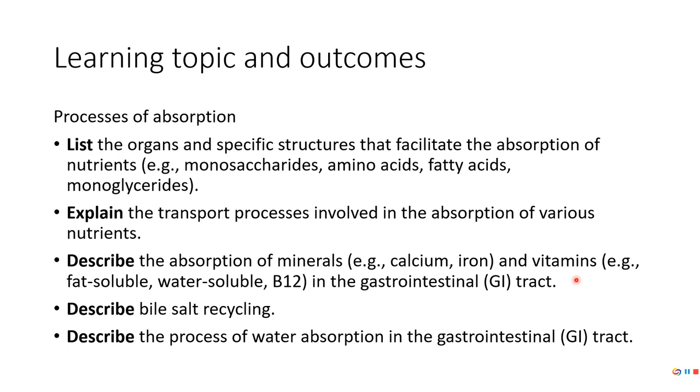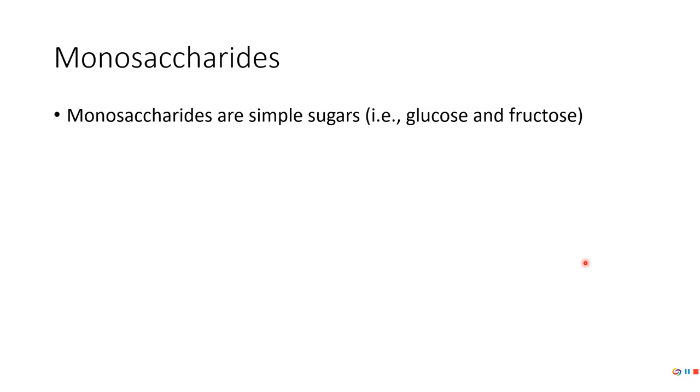So remember that we talked about how we break down carbs into sugars. Well, those sugars are called monosaccharides. So there's just simple sugars. So we've got glucose, fructose, among others. I believe there's 6 different types of simple sugars. But glucose and fructose are the ones that we primarily absorb.